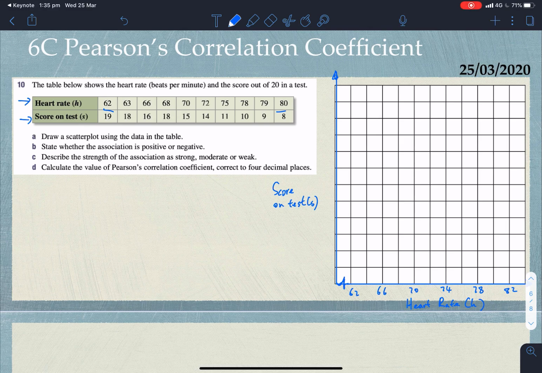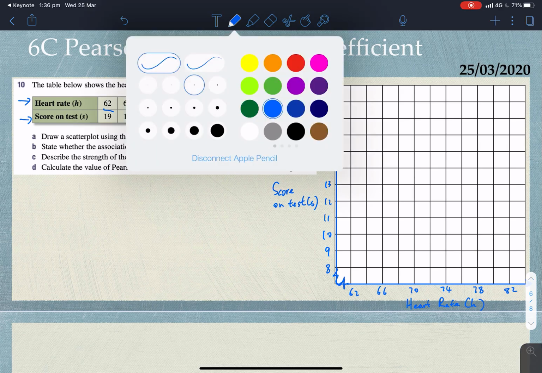Now the one on the side is between 8 to 19, which is 11 spaces. I think we have enough on the side. So again, I'm going to start from 8, 9, 10, 11, 12, 13, 14, 15. Okay, we cover all the numbers. Right. Yeah, let's do a few dots then.